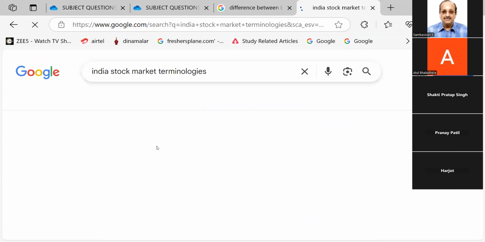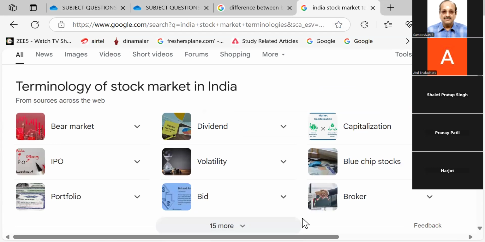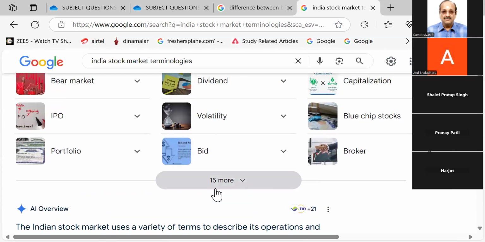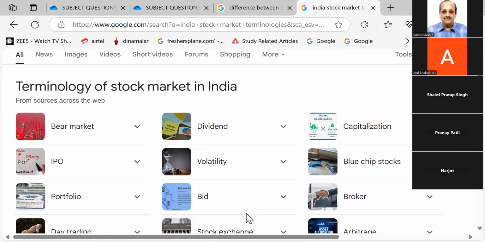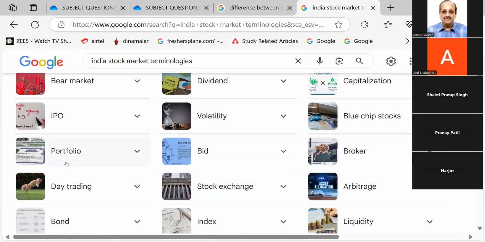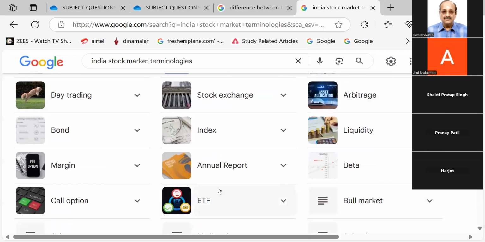Candidates, are you seeing the terminology on the screen? Yes, sir. Those who are not participating in the share capital market also, please remember, as a candidate going for an interview at the beginner stage for credit officer, the questions will be on this. What is a bear market? What is a dividend? What is capitalization? What is meant by IPO, initial public offer? What is volatility? What is blue chip stocks? What is portfolio? What is bid, broker, day trading, stock exchange, arbitrage, bond, index, liquidity, margin, annual report, beta.